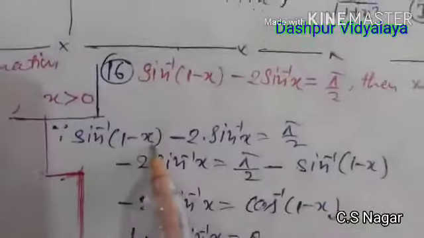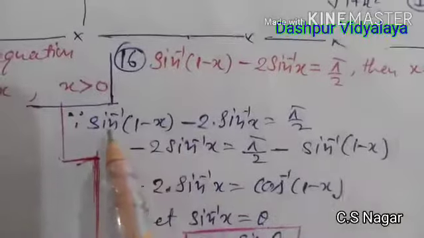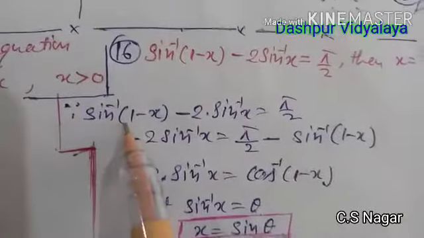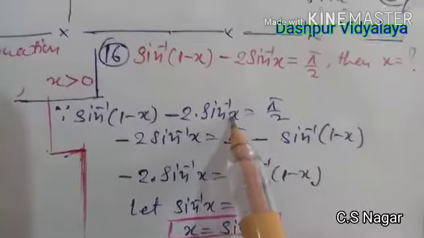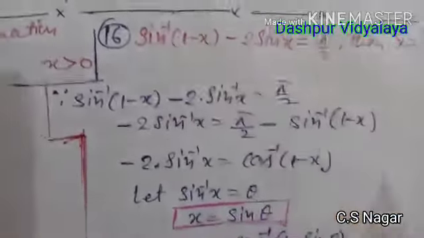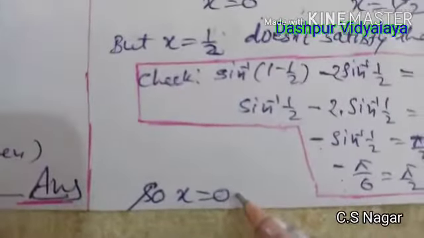This is our answer. Check the answer. In place of x, write 0. So only sin inverse 1 remains. Sin inverse 1 is pi by 2, and here sin inverse 0 is 0. So pi by 2 is equal to pi by 2. So our only one answer is correct: x equals 0. This is the correct answer.